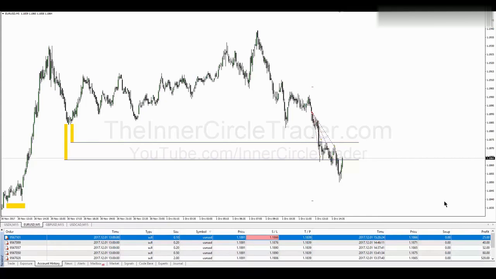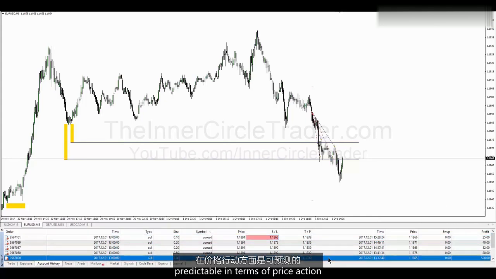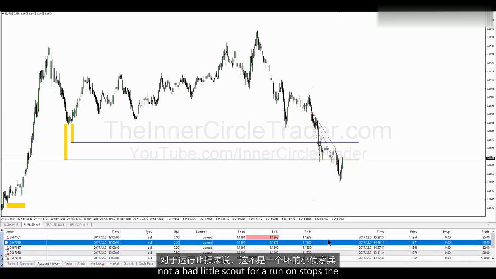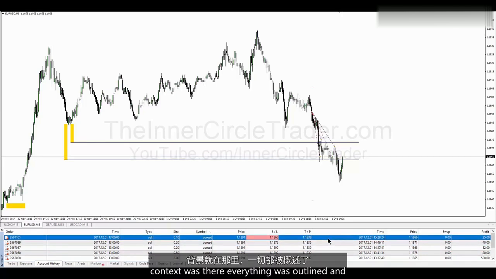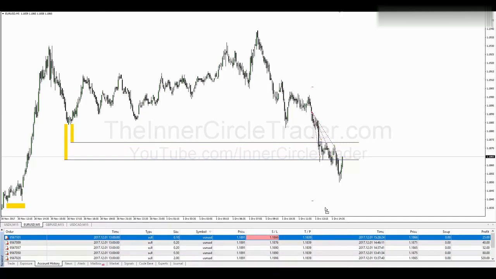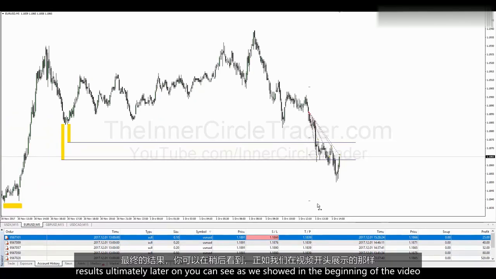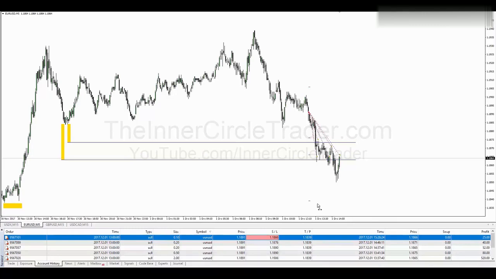Very, very predictable in terms of price action, and not a bad little scalp for a run on stops. The context was there, everything was outlined, and you can see the post-trade results. Ultimately, later on, you can see, as we showed in the beginning of the video, euro-dollar does vault up higher after running those stops.